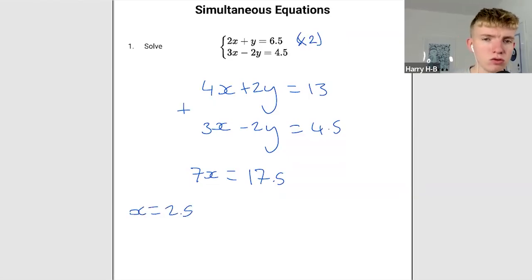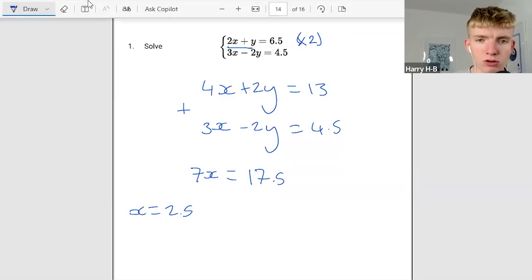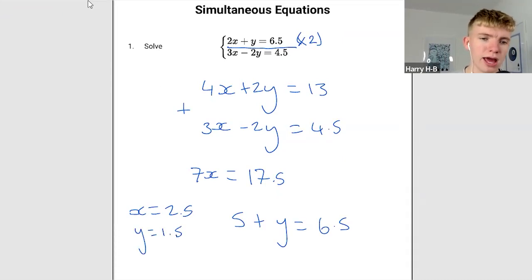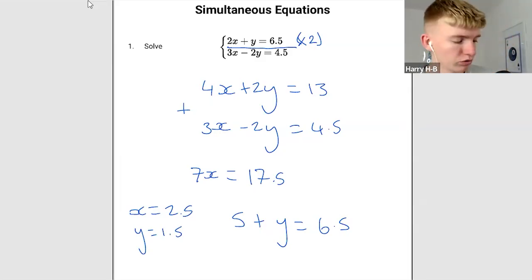Use this and sub it into this top equation here. So 2 times 2.5 will give us 5 plus y is equal to 6.5. So clearly y is just 1.5. So our answer is there. x is equal to 2.5, y is equal to 1.5, and that is that. Once again, if you got that right, you are amazing.